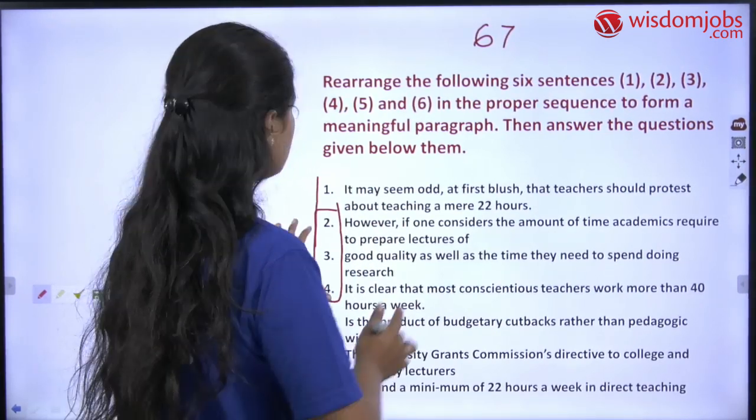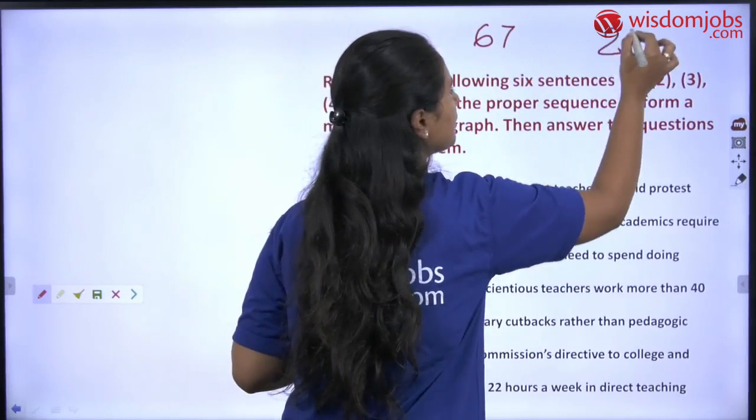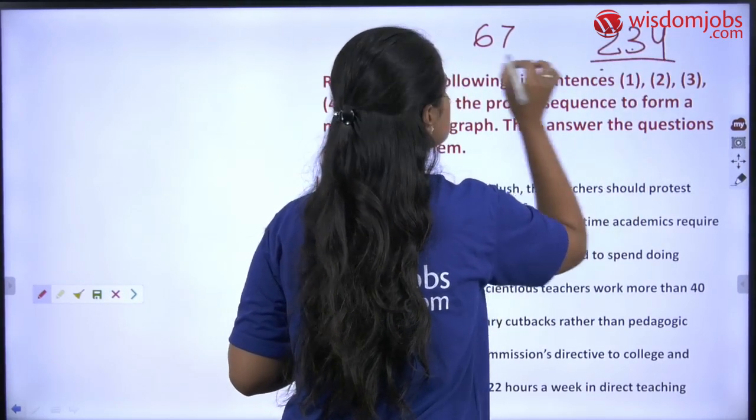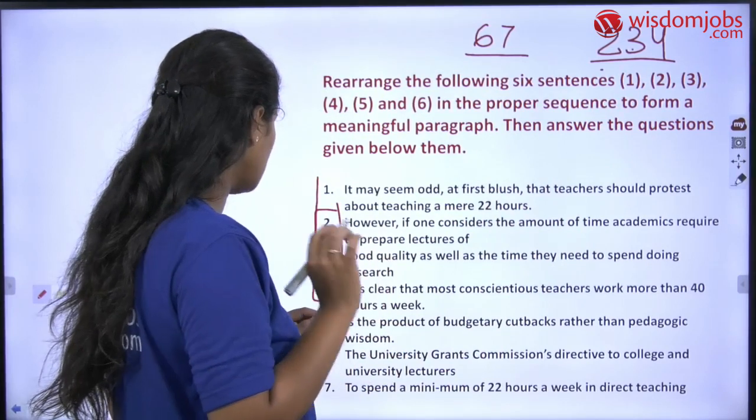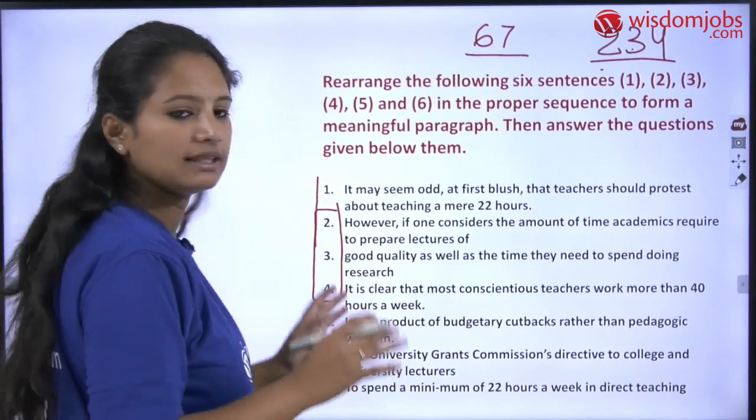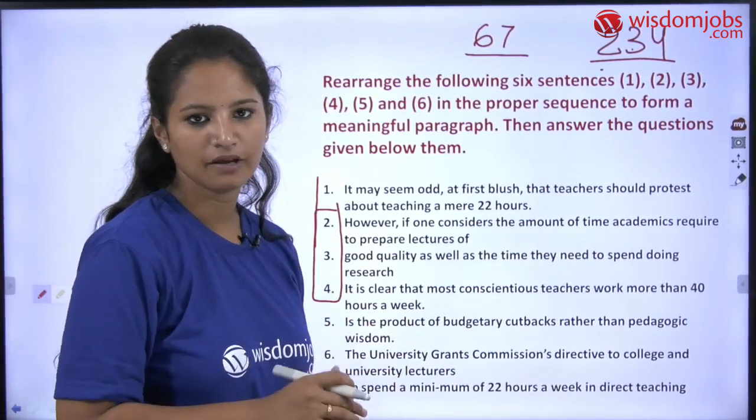So then 2, 3, 4 को अलग से रख दीजिए because 2, 3, 4 come together. 6, 7 also comes together. Now the only options left is 1 and 5. That is where you have to decide where to keep it.